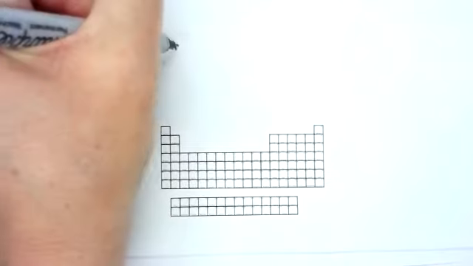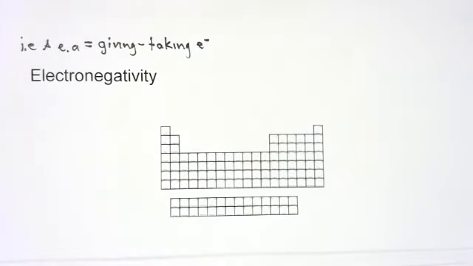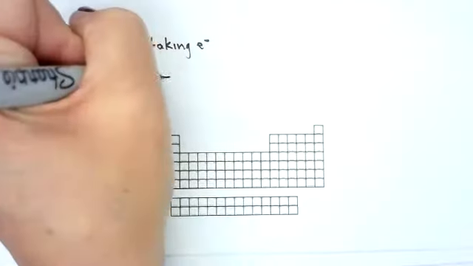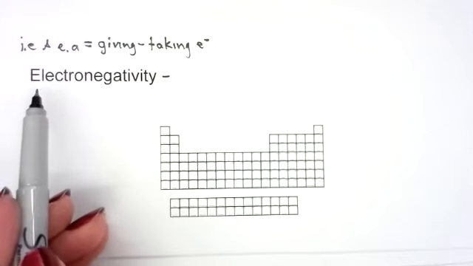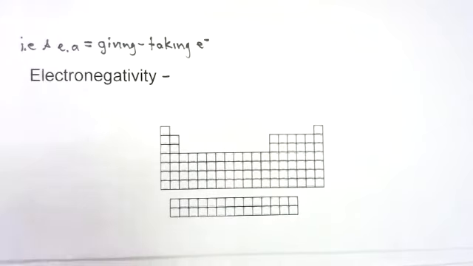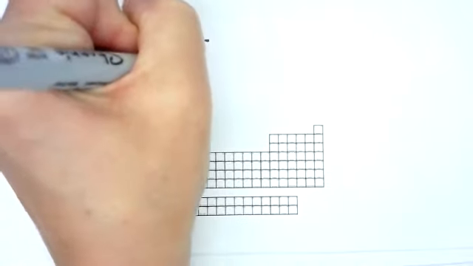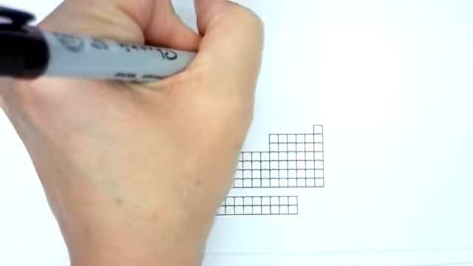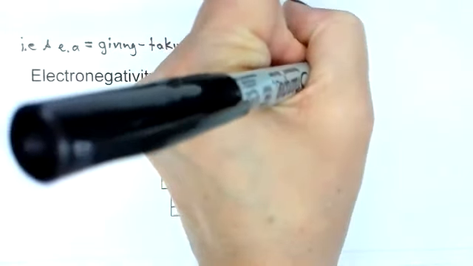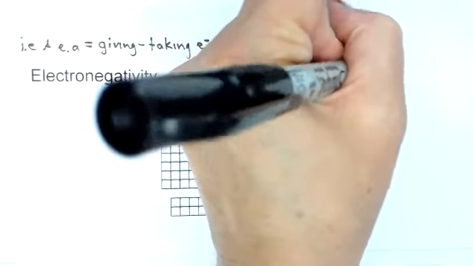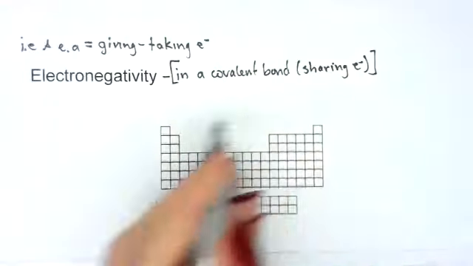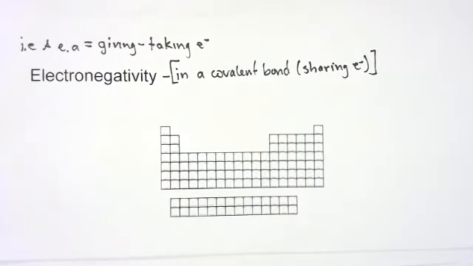Giving and taking electrons. What we're going to see later in the chapter is that this happens when we have an ionic bond. But sometimes atoms don't give and take electrons, they share. And electronegativity only comes into play when we're dealing with atoms that share electrons, so in a covalent bond, which is sharing electrons. All of this deals with a covalent bond, so we're not talking about an ionic bond.